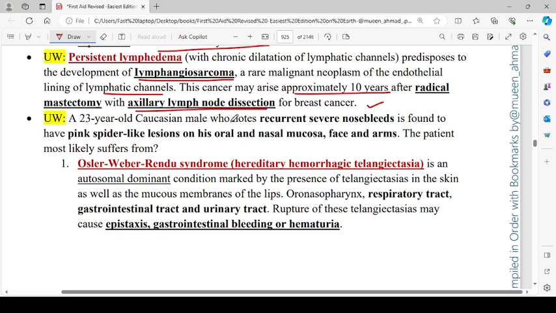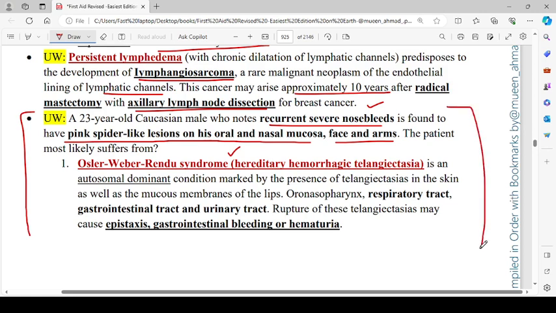A 23-year-old Caucasian male who notes recurrent severe nosebleeds is found to have pink spider-like lesions on his oral and nasal mucosa, face and arms. The patient most likely suffers from Osler-Weber-Rendu syndrome. It is a very important question. They ask you about this Osler-Weber-Rendu syndrome, in which they will tell you about pink spider-like lesions, like telangiectasias, on the oral and nasal mucosa with the face and arms.